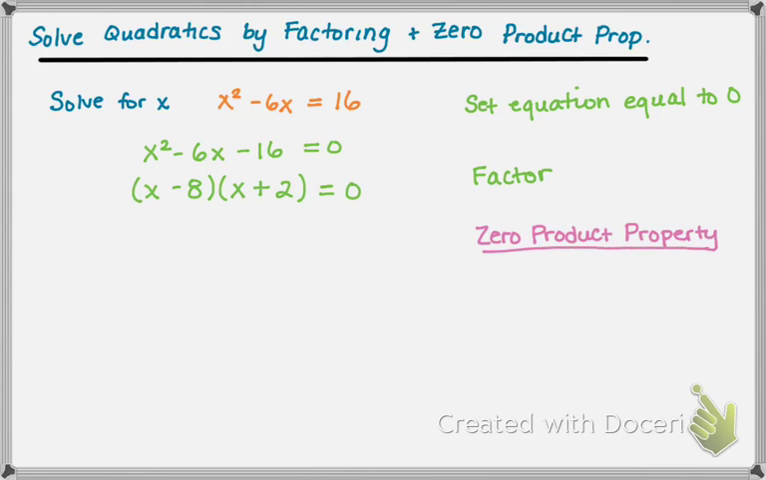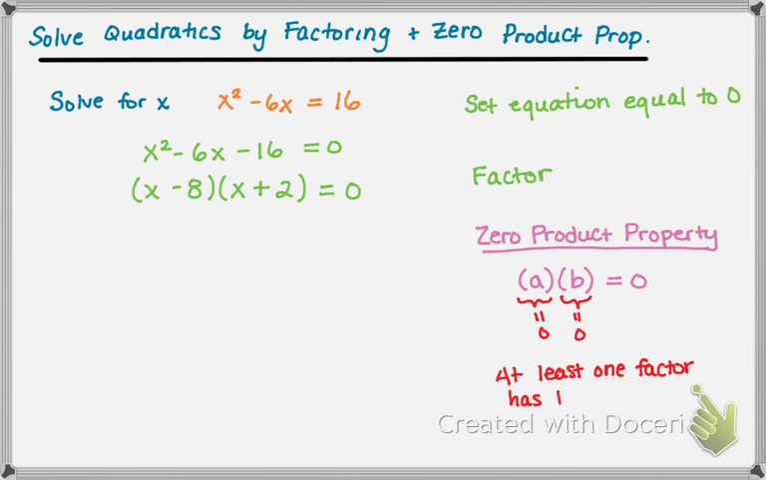Which simply says if I have two numbers, a times b, that multiplies to give me 0, in order for this equation to be true, one of these has to be 0. So either a is equal to 0, or b is equal to 0, or they're both 0. So at least one factor has to equal 0 in order for this equation to be true.